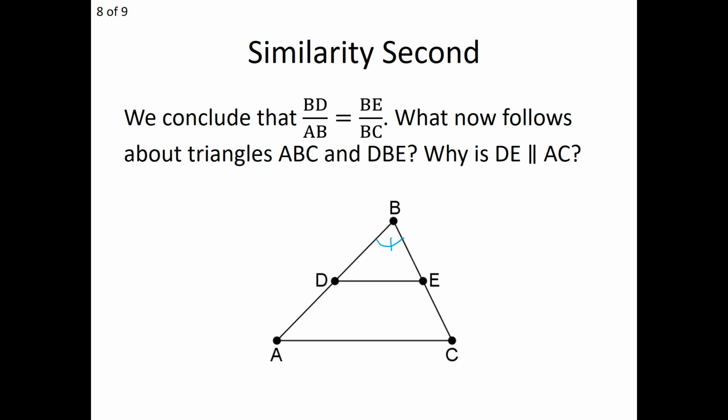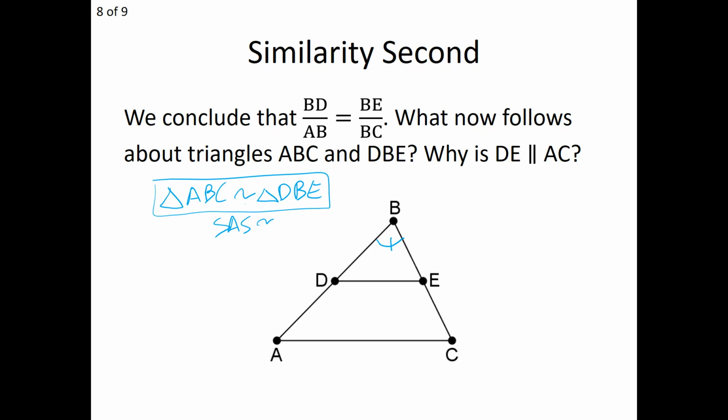Right off the bat, once we have that proportion and we have our reflexive angle there, angle B, I can declare these two triangles, ABC and DBE, similar to each other. So triangle ABC is now similar to triangle DBE, and the reason why that's true is because of side angle side similarity. We have similarity between our two triangles thanks to side angle side similarity.